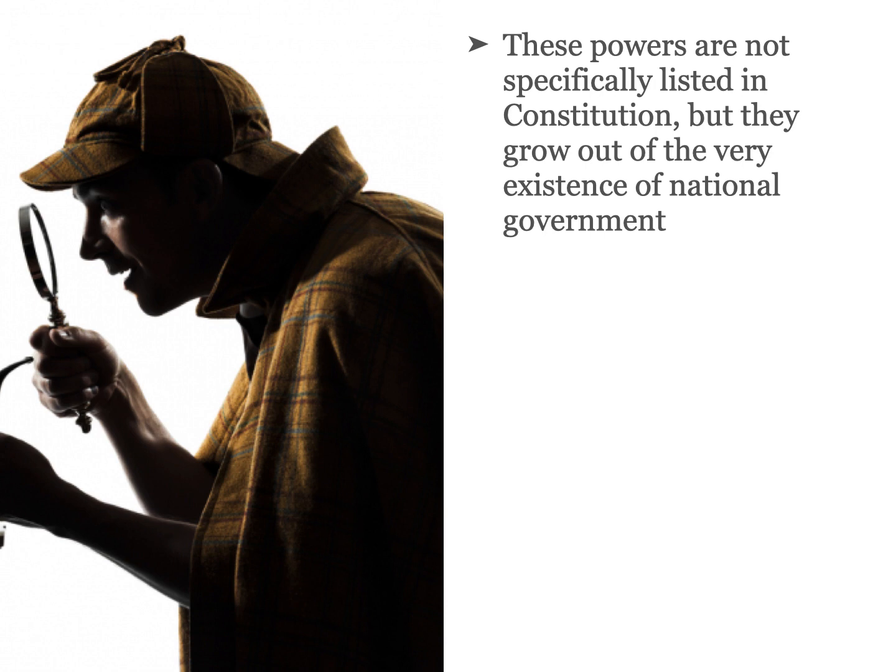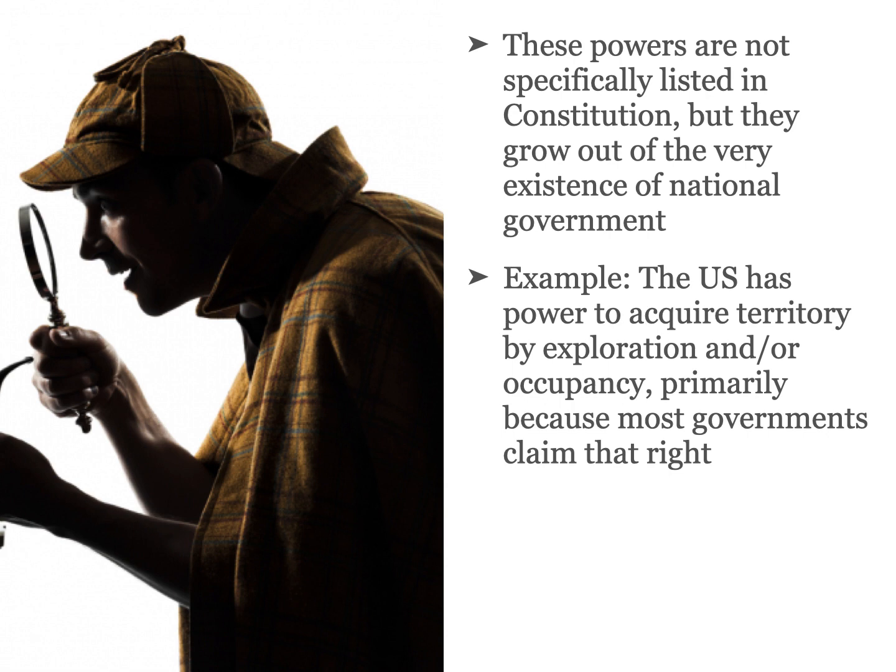It's not like the enumerated powers where you literally have a list, but they grow out of the very existence of national government. For example, the U.S. has the power to acquire territory by exploration or by occupancy, basically because most governments claim that right. So some of the implied powers we have are there just because other national governments have been allowed to do this in the past. And so our government says, hey, if they can do that, so can we.